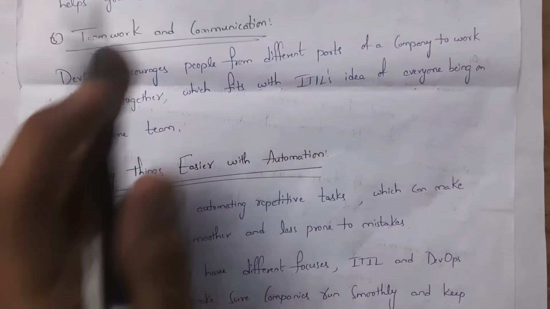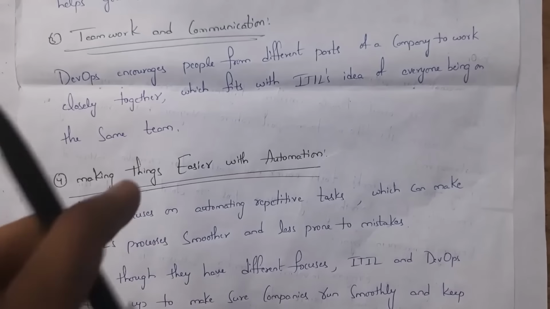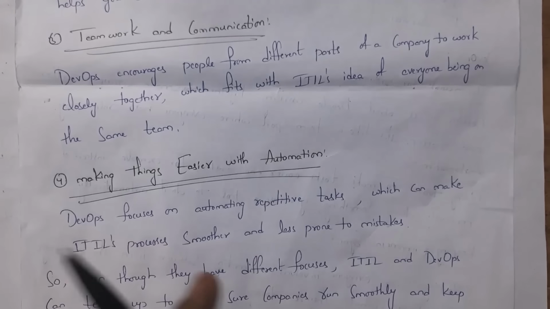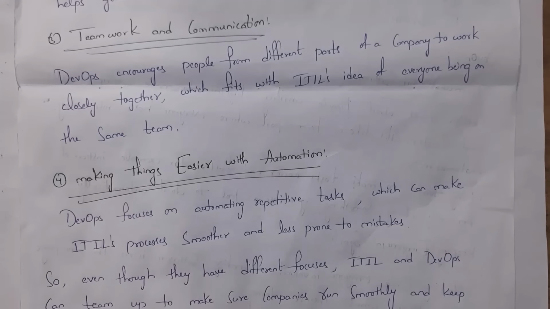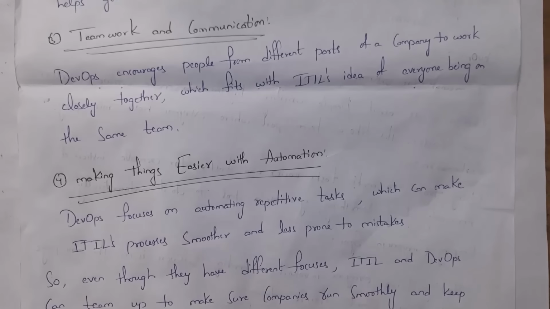The third one is teamwork and communication. Guys, ITIL says that everyone must be on the same team. That is, everyone must work together in order to complete work. So even in DevOps, both the development team and operations team communicate with each other and complete work. So both DevOps and ITIL have the same idea, that is, everyone must work together.